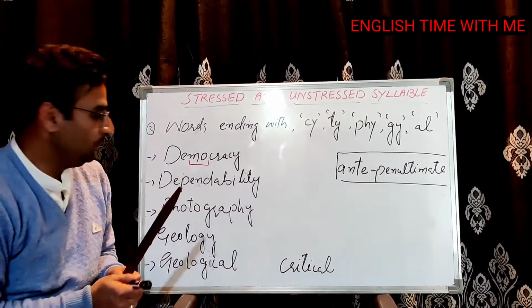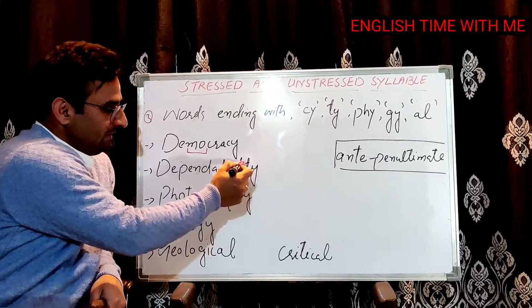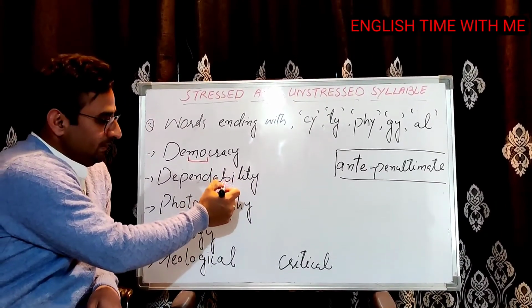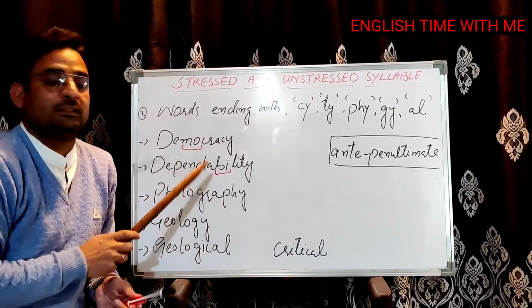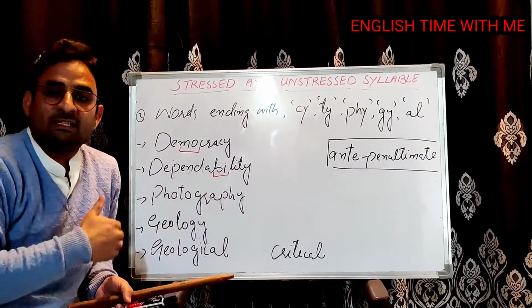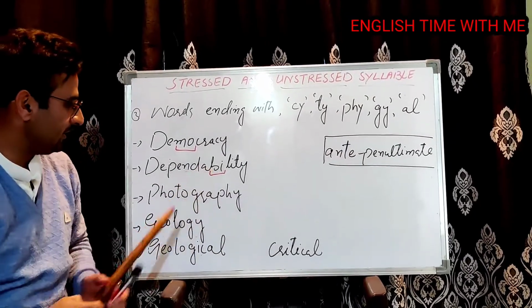Then we have the word ending with ty. Dependability, which is the third from end. Ty is the last one, li the second last, the third from end is bi, this one. This will be stressed. Dependability, dependability. Here, this will be stressed.